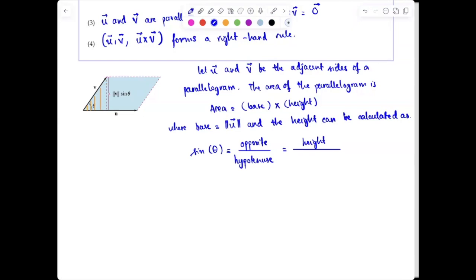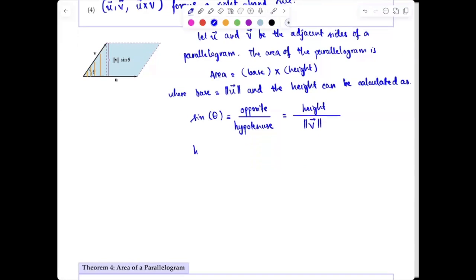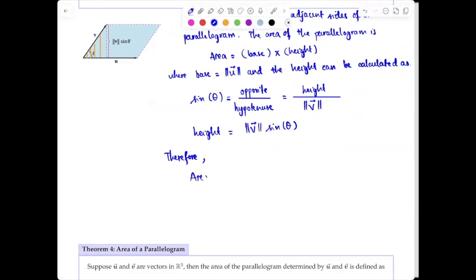Now the hypotenuse is the magnitude of the vector v. So, to calculate the height, you cross multiply v, the magnitude of v, with sine of theta. So you get the magnitude of v times sine of theta. And therefore the area is equal to the magnitude of u times the magnitude of v times sine of theta. And that is the area of the parallelogram.